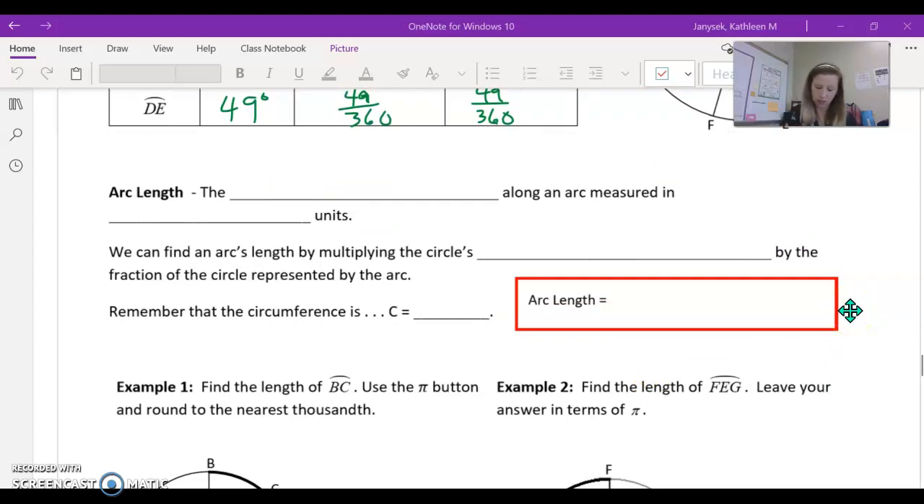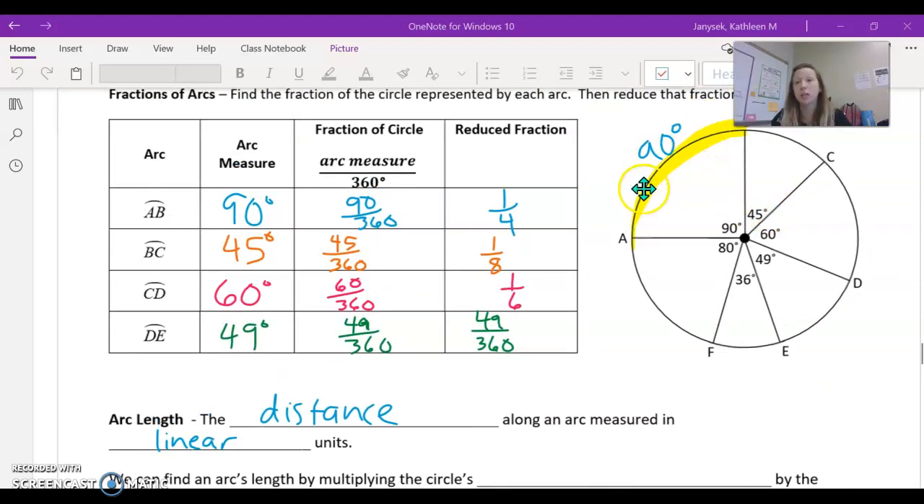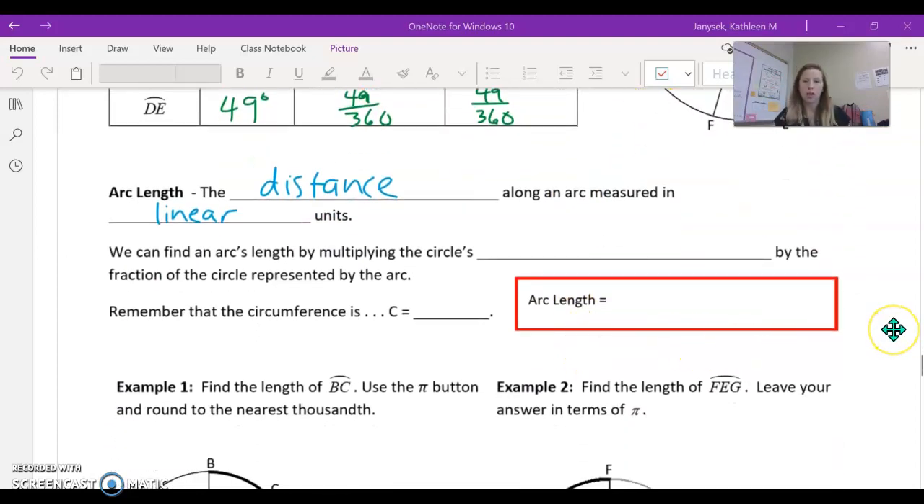It's the distance along an arc measured in linear units. So I'm not referring to the measure, like this one being 90 degrees. I want how long is it, in inches or feet or yards, how long is that arc? So the entire circle's length, that's called the circumference. This probably was a formula you learned when you were in middle school, and the formula for circumference is 2 pi r.